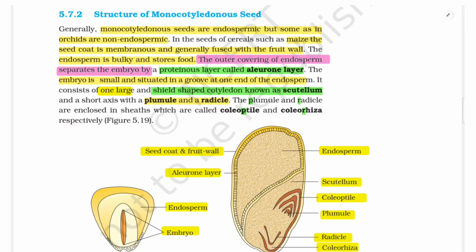In the seeds of cereals such as maize, the seed coat is membranous and generally fused with the fruit wall. The endosperm is bulky and stores food. The outer covering of endosperm separates the embryo by a proteinaceous layer called aleurone layer. The embryo is small and situated in a groove at one end of the endosperm. It consists of one large and shield-shaped cotyledon known as scutellum and a short axis with a plumule and a radicle. The plumule and radicle are enclosed in sheaths which are called coleoptile and coleorhiza respectively, figure 5.19.